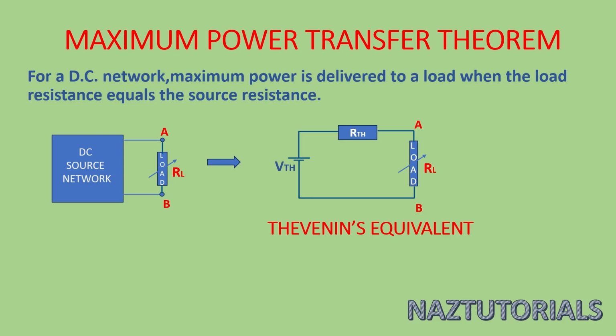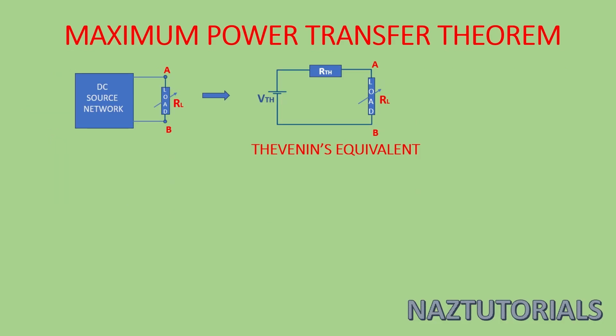Here, a two-terminal linear active bilateral network is analyzed by a simple Thevenin's equivalent at terminal AB, which is connected to a variable load RL. So here we will discuss at what condition the power transferred to this variable load will be maximum. We assume our load current is I, which can be calculated by Thevenin's equivalent, that is VTh divided by RTh plus RL.